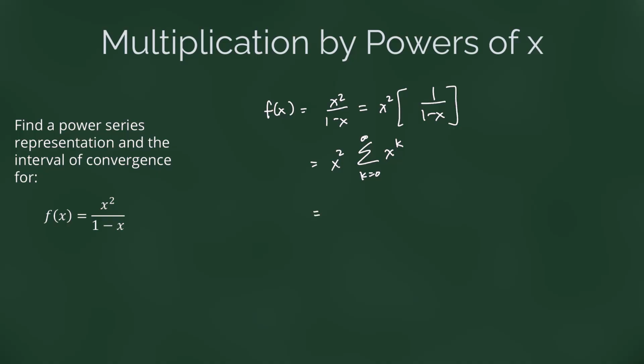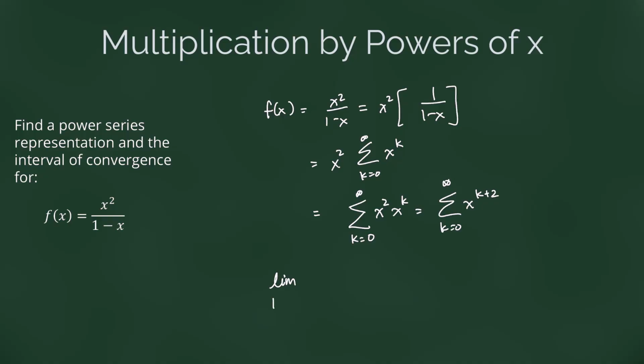We can bring our x squared inside using the properties of sums to rewrite this as the sum from k equals 0 to infinity of x squared times x to the k, which is the sum from k equals 0 to infinity of x to the k plus 2. So we have a power series expansion for the function x squared over 1 minus x. Let's look and see which values of x it converges for.